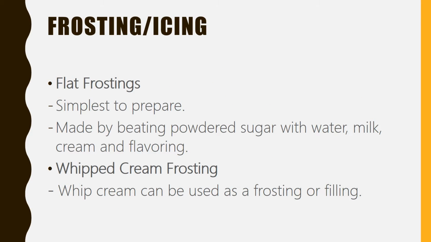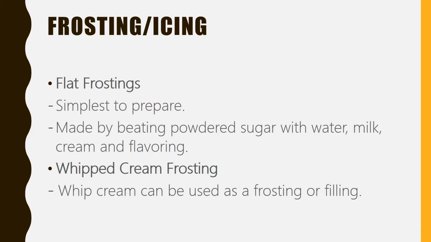There are several different types of frostings/icings. The first is flat frosting. Uncooked flat or ornamental frostings are the simplest to prepare. Flat frostings are made by beating powdered sugar with water, milk, or cream, and a flavoring. Powdered sugar is used rather than granulated because it dissolves instantly in unheated liquids.